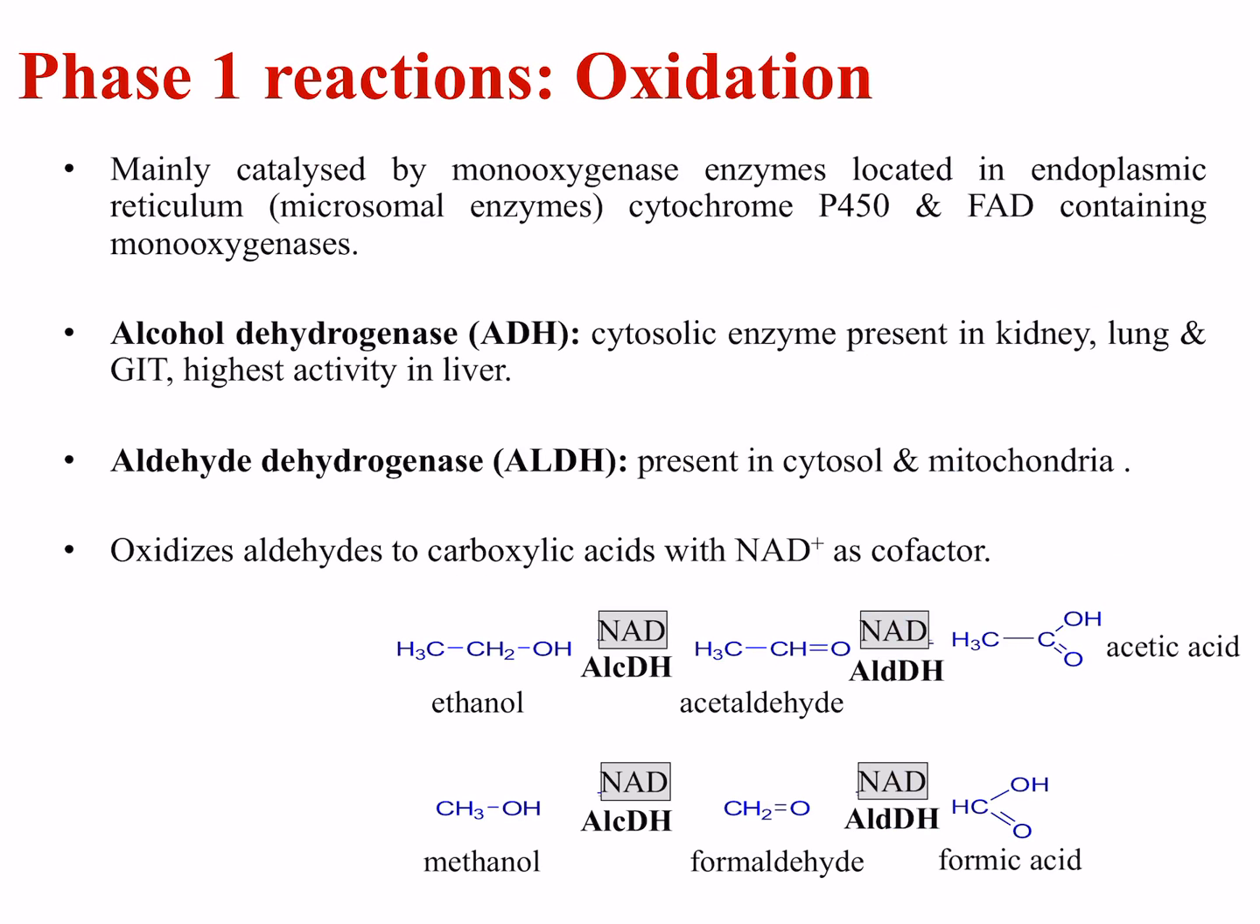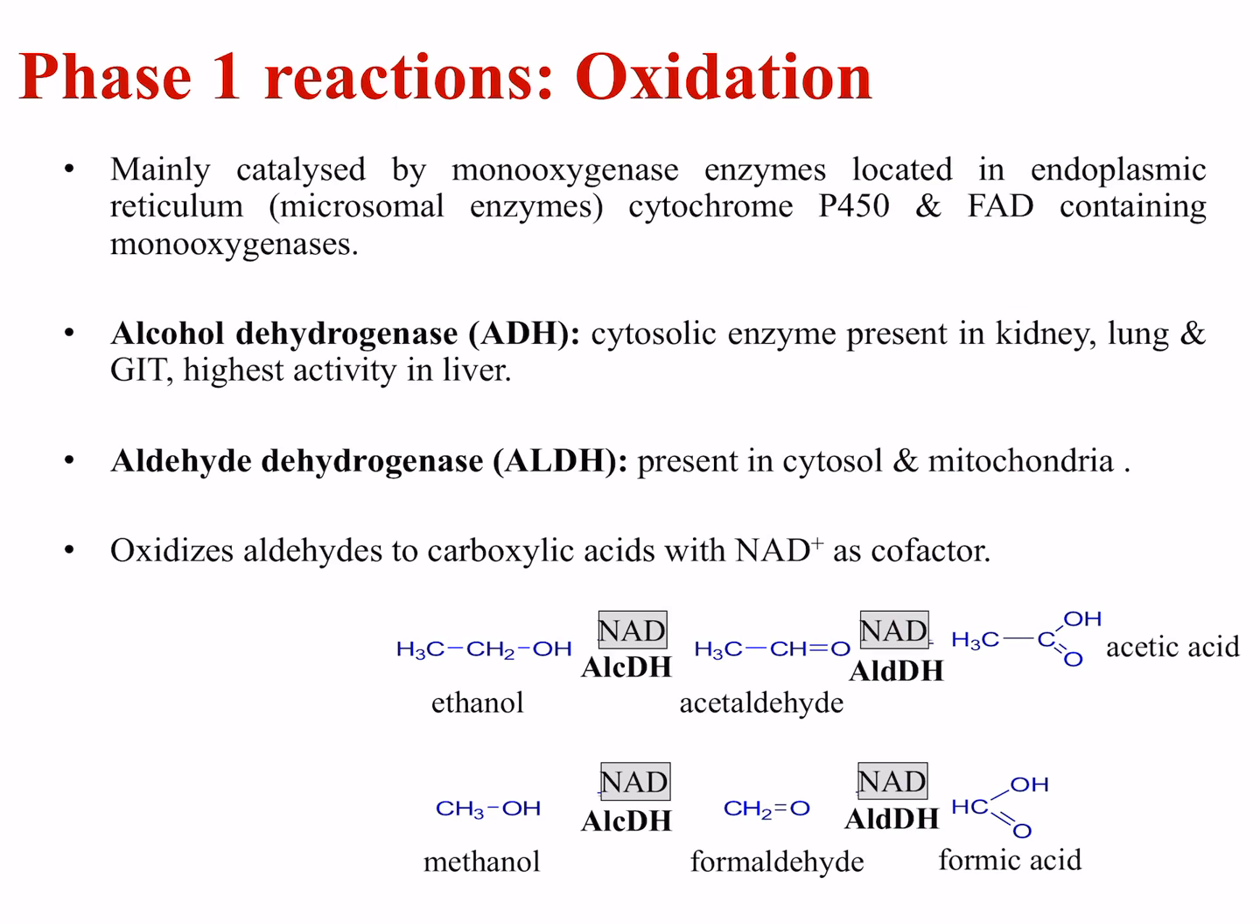Phase 1 reactions are mainly catalyzed by what are known as monooxygenase enzymes located in the endoplasmic reticulum and are called microsomal enzymes. These include the cytochrome P450 family and FAD-containing monooxygenases. An example of a phase 1 enzyme is alcohol dehydrogenase, or ADH for short. It is a cytosolic enzyme present in the kidney, lung, and gastrointestinal tract, but its highest activity is present in the liver.